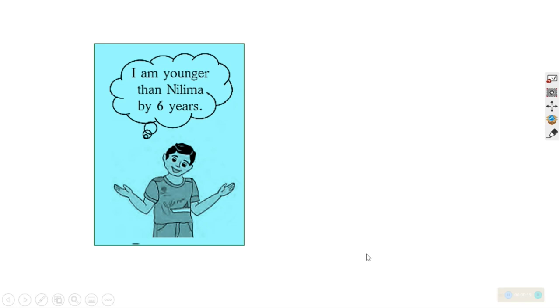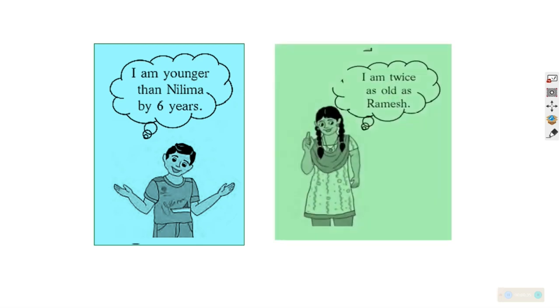For example, here he is telling us that I am younger than Nilima by 6 years. By saying so, he is talking about the connection between his age and Nilima's age. And what Nilima is telling, I am twice as old as Ramesh. What she is trying to say is how her age is in relationship with Ramesh's age. Both of them are comparing their ages.